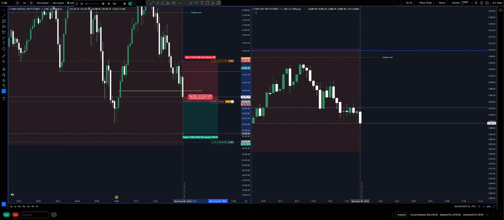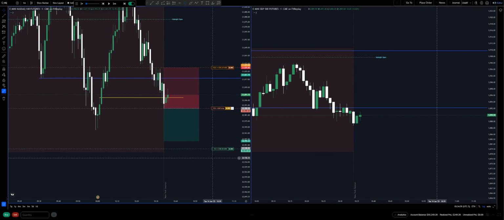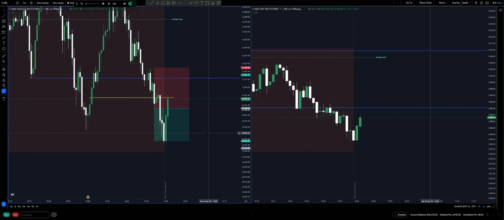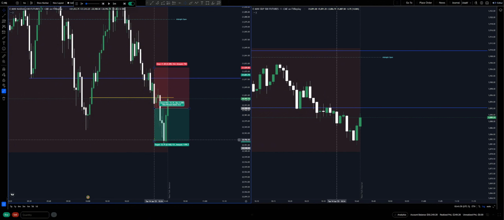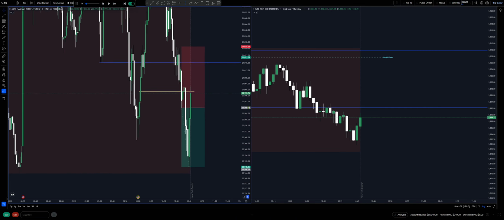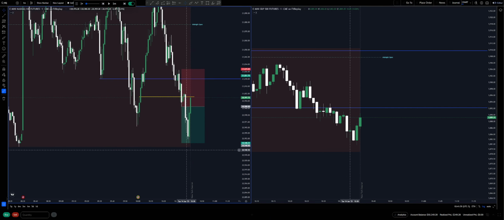0.8 R move to break even. All right, break even, and we got stopped at break even. Look, that's actually crazy. We just closed at 0.97 R. You'd be crazy if you don't close that trade right away. I would definitely close that.